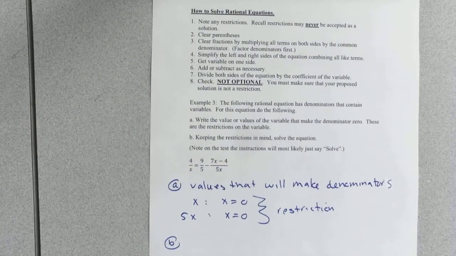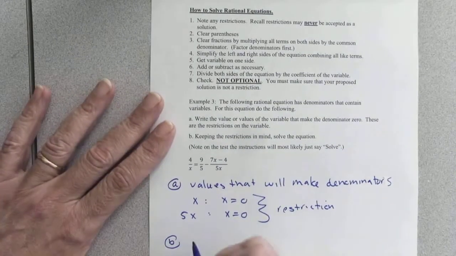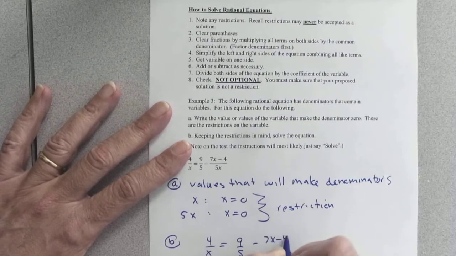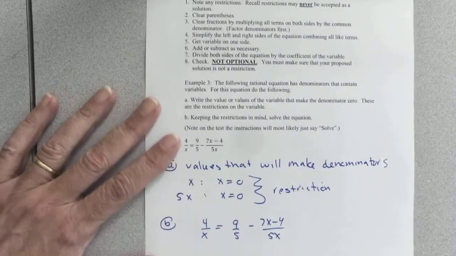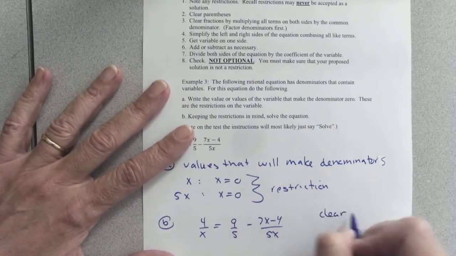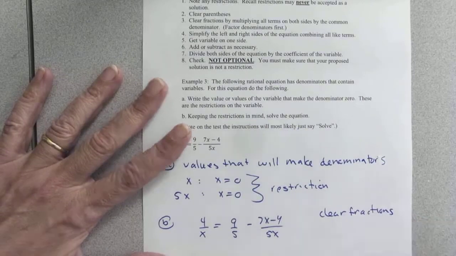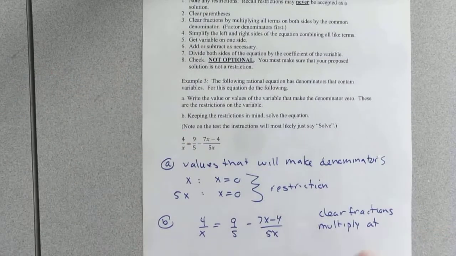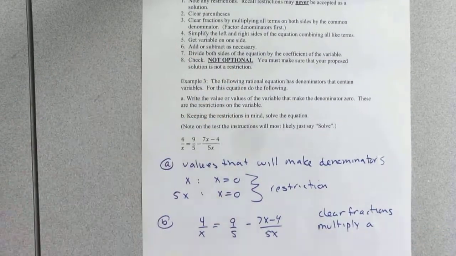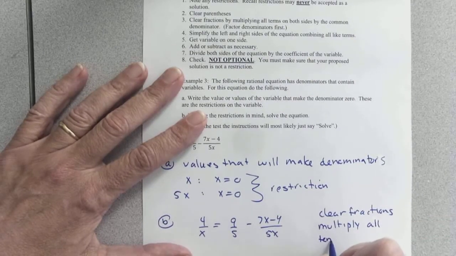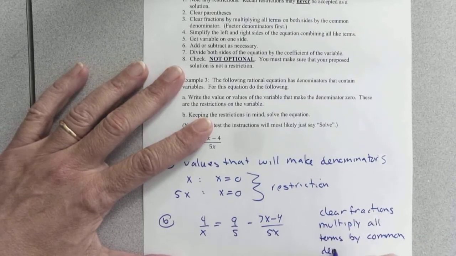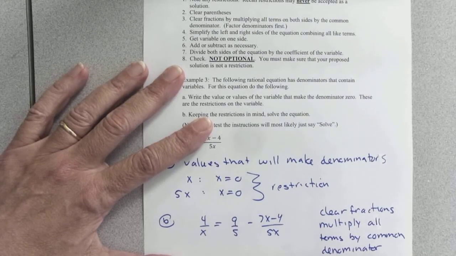And then on letter B, keeping the restrictions in mind, solve the equation. So 4 over x equals 9/5 minus (7x minus 4) over 5x. I'm going to clear my fractions. No parentheses to clear, so I'm going to clear the fractions. I'm going to multiply all terms by the common denominator, which in this case is 5x.